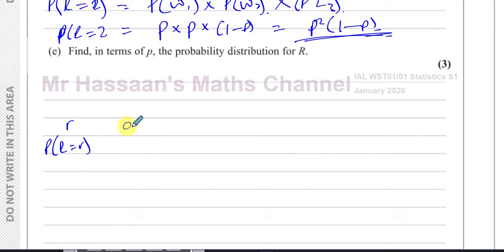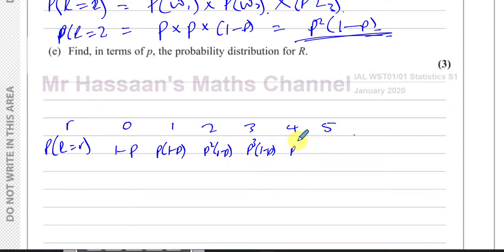So again, he could have the following outcomes. He could win 0 games, and the probability of that is 1 minus p. Or 1 game, that will be p times 1 minus p. Or 2 games, that will be p squared times 1 minus p. Or 3 games, that's p cubed times 1 minus p. Or 4 games, that's p to the power 4 times 1 minus p. Or 5 games, that's p to the power 5, where he wins all 5 games. So that's 1, 2, 3, 4, 5.